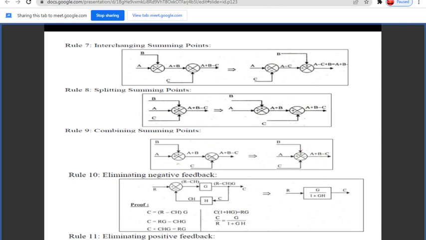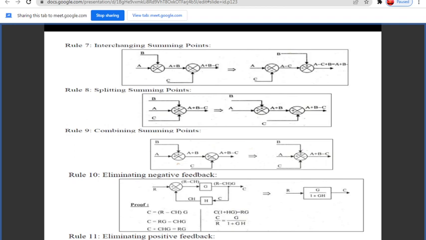You can see in the diagram we are going to reduce the entire block into a single block system. We have the input as R and output as C, the system is G, and the feedback is H. So if you want to find the output, the output is equal to R minus CH into G.